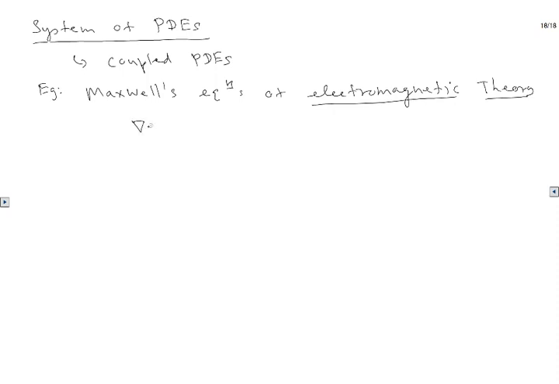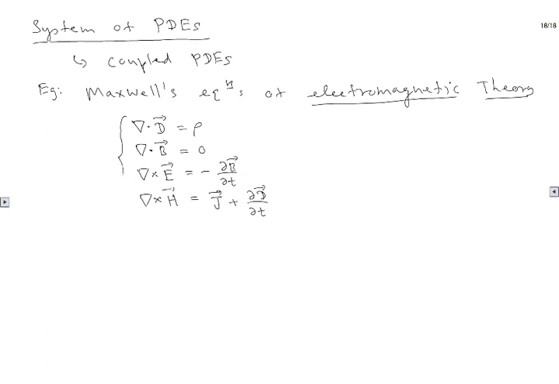This is what we call del dot D, the vector, equals rho, and then del dot B, where B is a magnetic field, equals 0, and then we have what we call the curl. So del cross E, the electromagnetic field, equals negative delta B over delta t, and this B is a vector. And then we have del, again the curl, H equals J plus delta D over delta t. So these are what we call a system of equations. These are called Maxwell's equations.